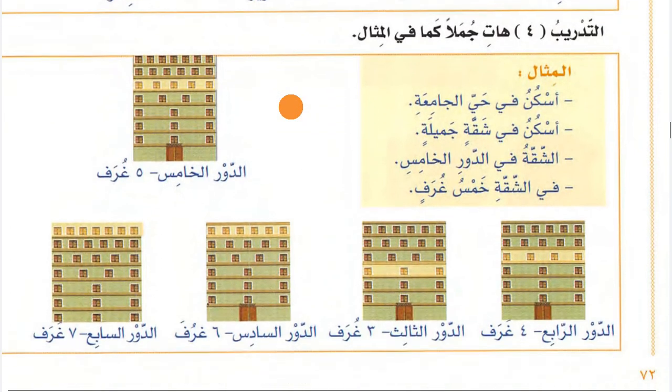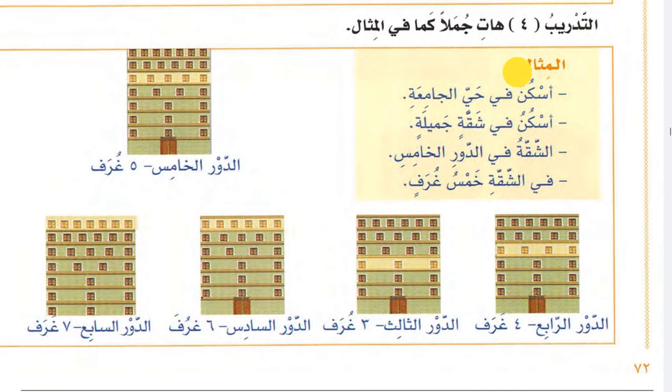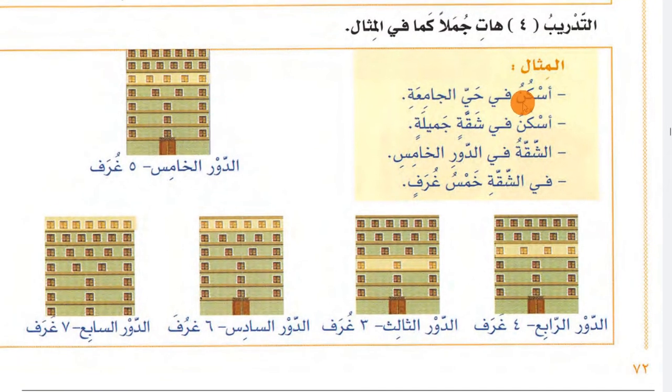At-tadribul rabi', fourth exercise. Hati jumalan kama fil misal. Bring sentences like the one in the example. Askunu fi hayyil jamia. Askunu, I live. Fi, in. Hayyil jamia, university neighborhood. Askunu fi hayyil jamia. I live in the university neighborhood. Askunu fi shakkatin jamila. I live in a beautiful apartment. Ashakkatu fi dawril khamis. The apartment is on the fifth floor.